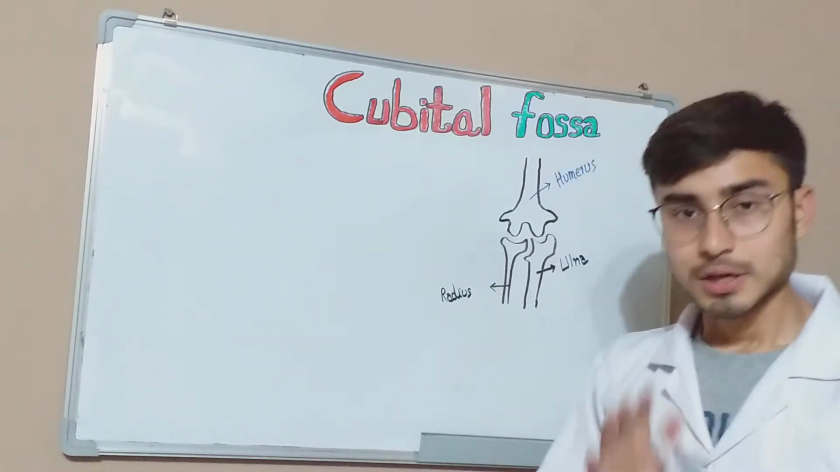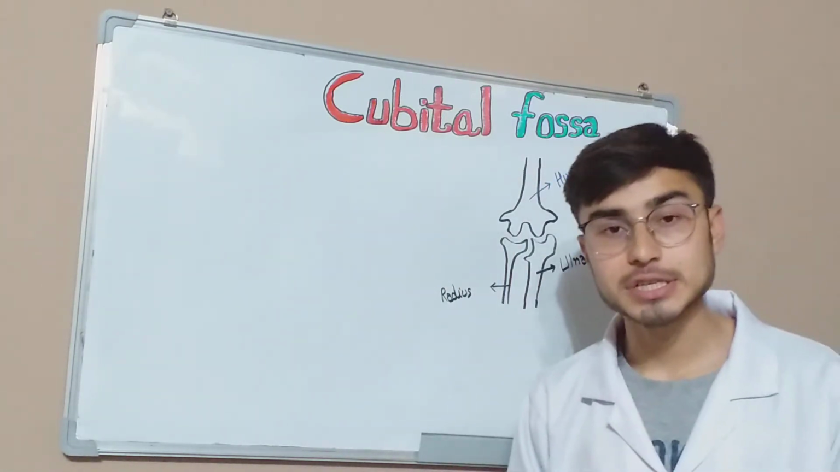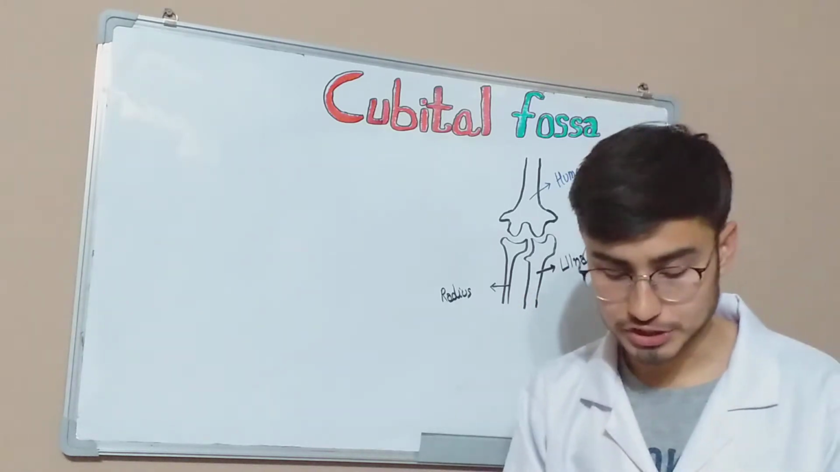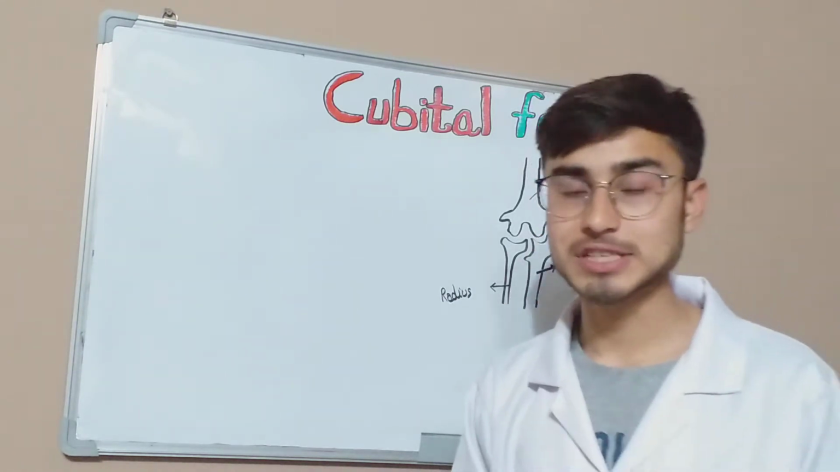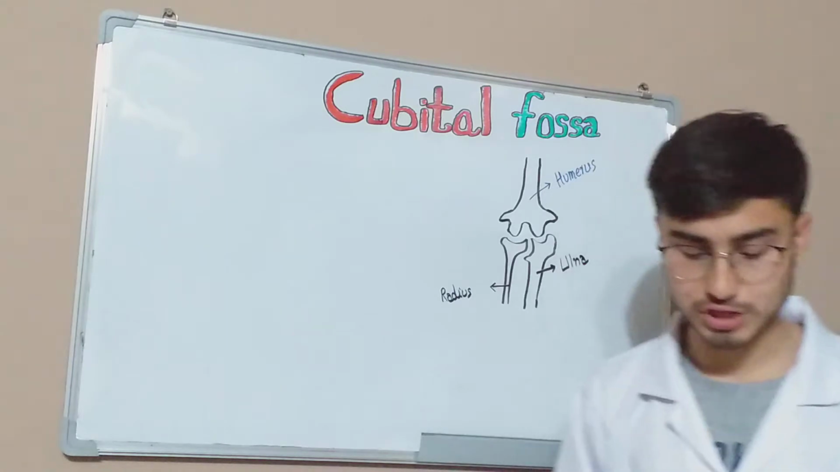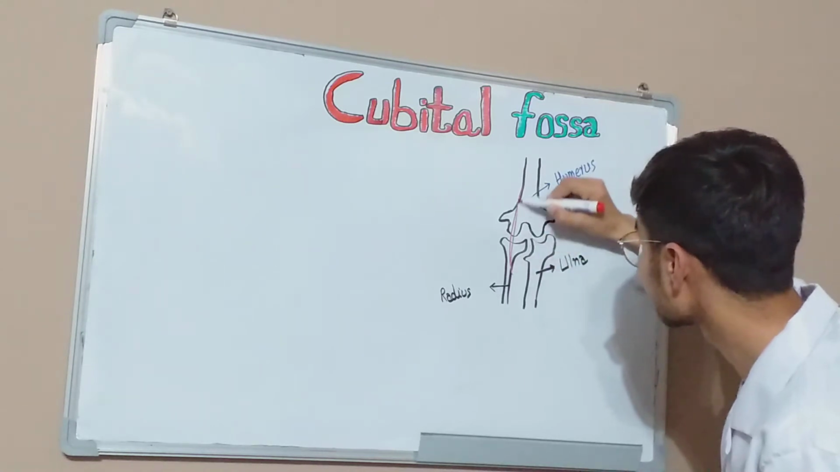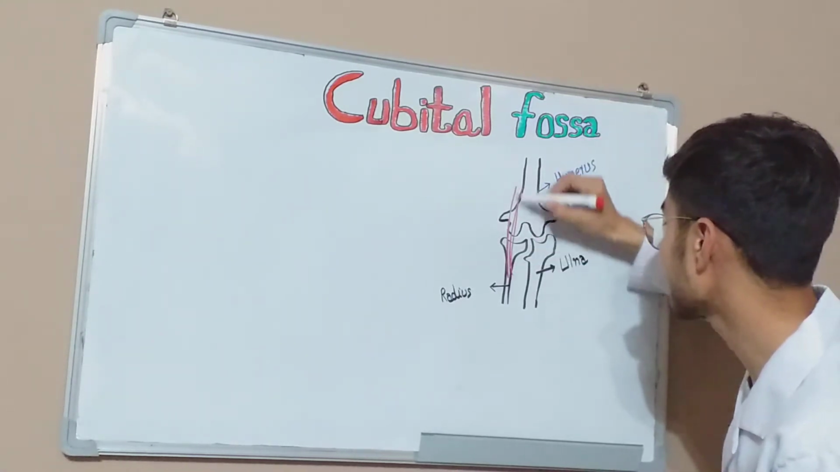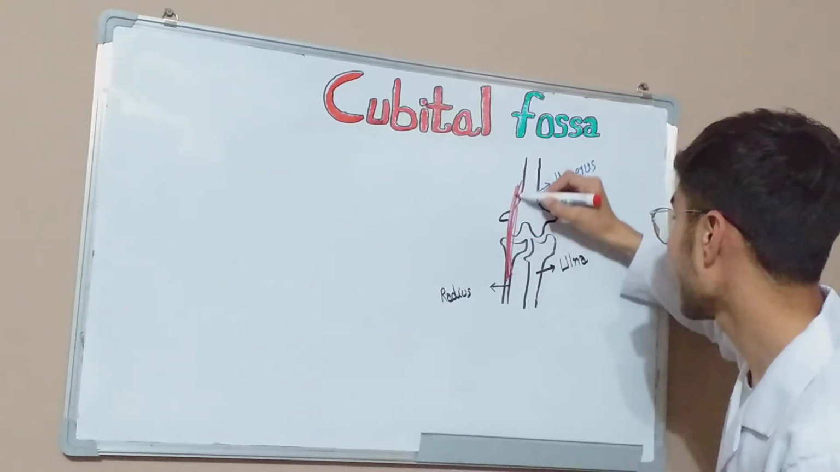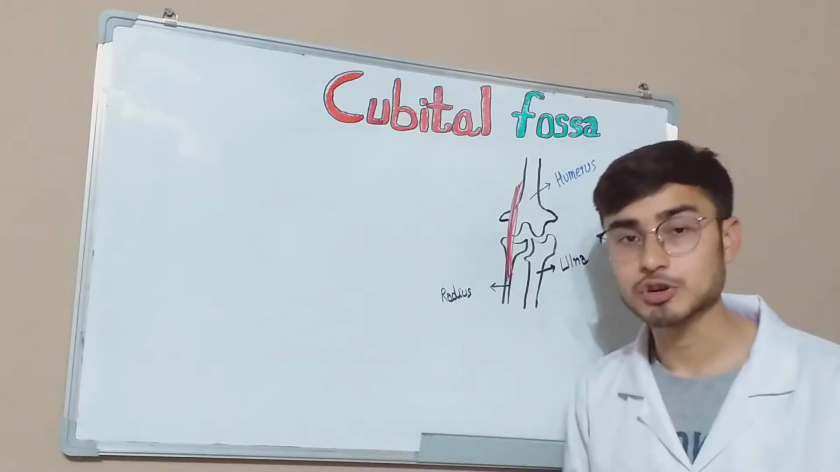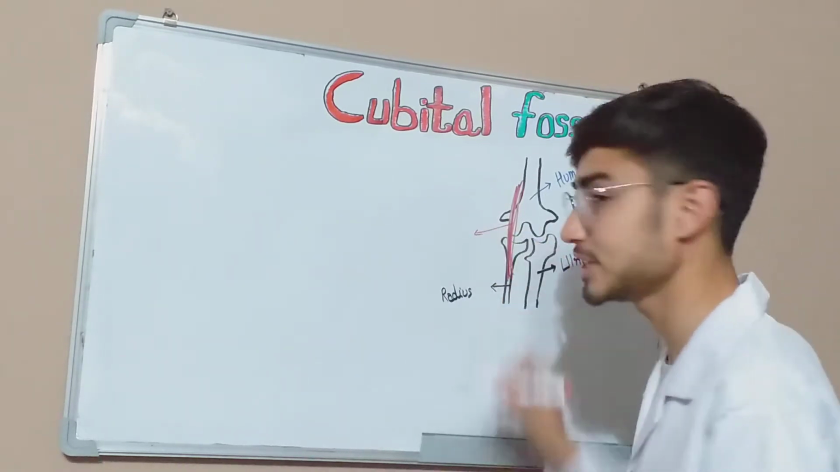Now, as I have already told you, the cubital fossa is a triangular depression present at the anterior aspect of the elbow joint. This depression is formed by some muscles. Two muscles are forming the boundaries of the cubital fossa. One, we have the lateral muscle. I'm going to draw the structure of that muscle. This muscle that is forming the lateral boundary of the cubital fossa is called the brachioradialis muscle.